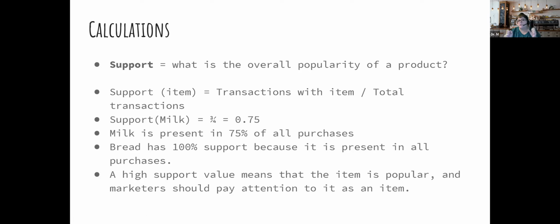So 100% support means that bread is pretty popular because it's prevalent. It has high frequency. So high support means that the item's popular and marketers should pay attention to it as an item. Anything that has high support is something to check off as, all right, we need to look into this deeper.